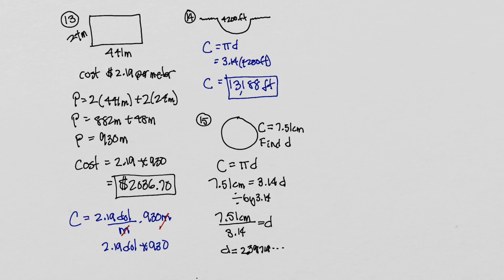But we're, of course, not going to use all these numbers here. We're just asked to round to the nearest tenth. So let's write this as the diameter, to the nearest tenth. There's the tenth. Look to one digit to the right, it's a 9, so we're going to round this up. So we're going to have 2.4, and we still have centimeters.